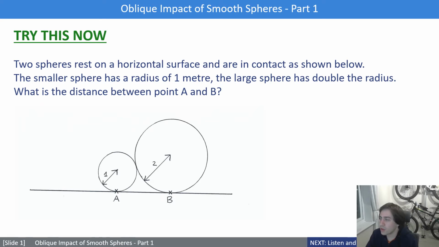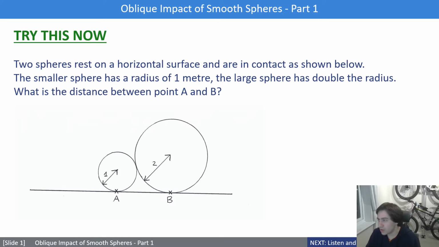Okay, so to start off with, something to just think about. It's more of a geometry question, actually. You've got two spheres, seen here side on, so they just look like circles. They're resting on a horizontal surface, and they're touching. The smaller sphere has a radius of 1, the large sphere has a radius of 2.